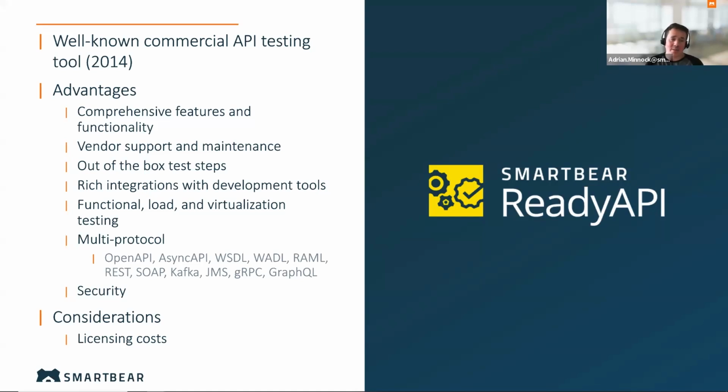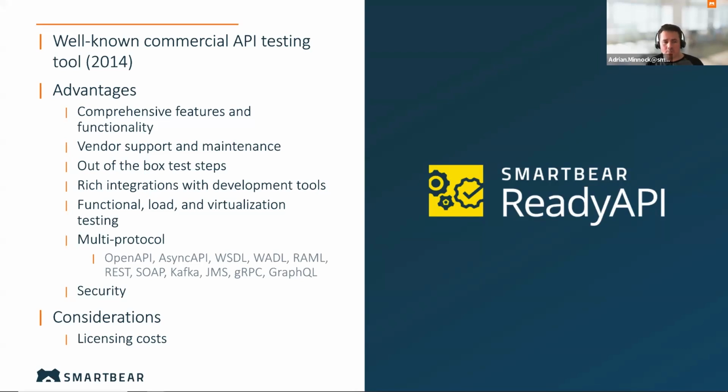Now, with regards to multi-protocol support, again, this would be another key benefit of ReadyAPI. ReadyAPI supports OpenAPI, so the testing of REST APIs, and async APIs, so for instance Kafka services, WSDL definitions for SOAP services. We have JMS messaging, gRPC, GraphQL. So you can see there's quite a lot of protocols supported within ReadyAPI. Again, it is that commercial offering.